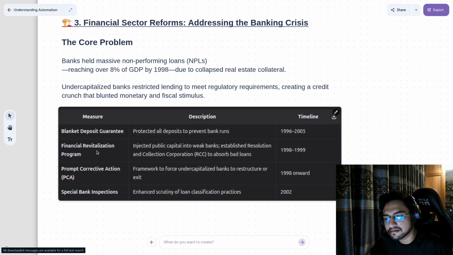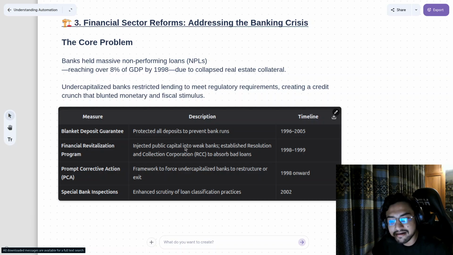Then the financial revitalization program. What this did was inject public capital, the taxpayers' money, into weak banks, and establish the Resolution and Collection Corporation to absorb bad loans. There were some loans that were bad, defaulted loans. They tried to reimburse them with public taxpayers' money. Then prompt corrective action.